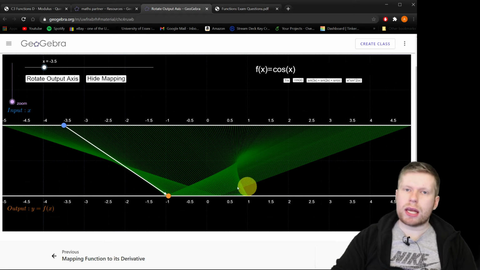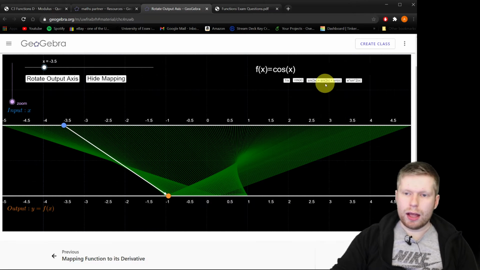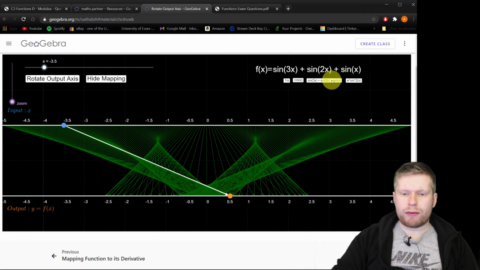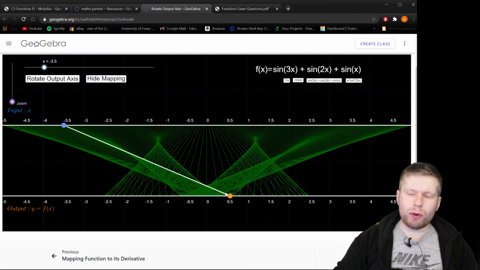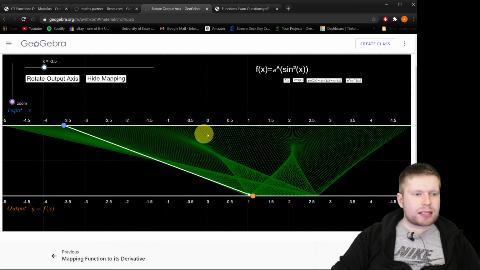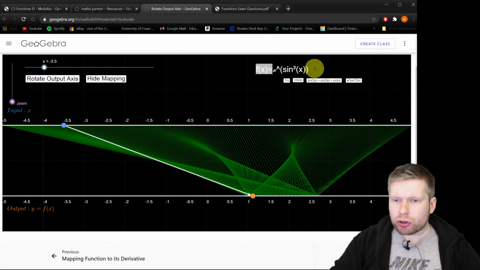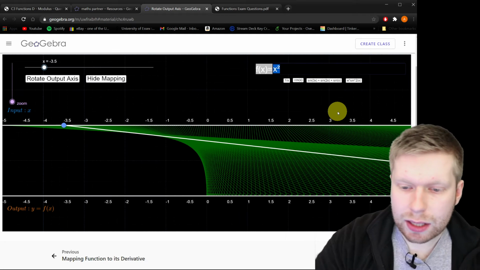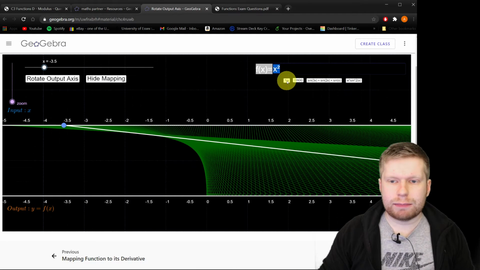So again, really pretty and really beautiful. If I take something funky like sine of 3x plus sine of 2x plus sine of x, I get something that looks like this. It looks quite cool again. And if I take something like e to the power of sine squared of x, I'd get something that looks like that. I can try various different inputs and outputs if I like. For example, I could just try x squared and I get something that looks like that.